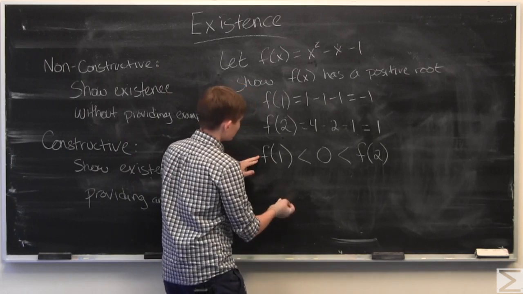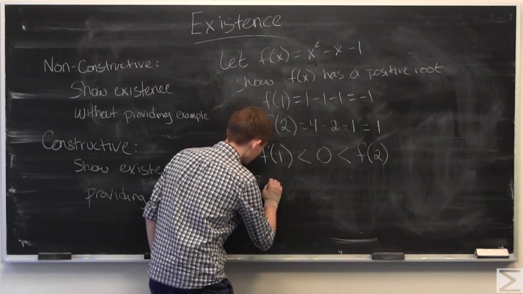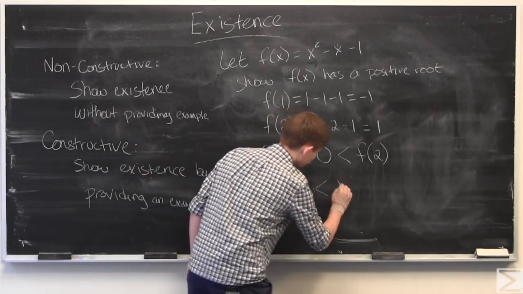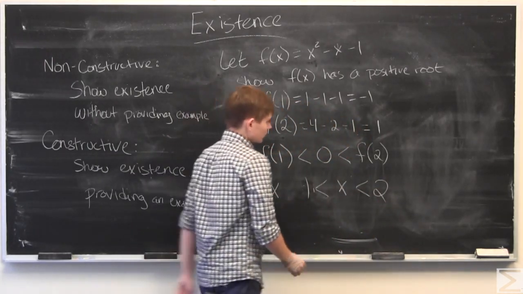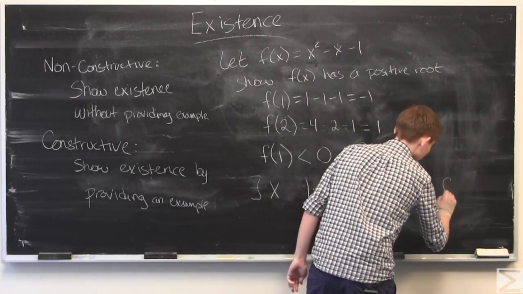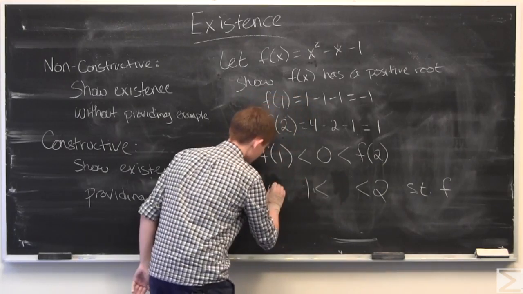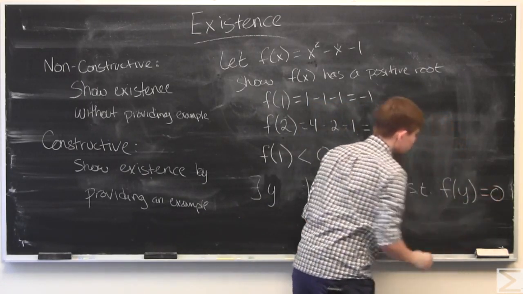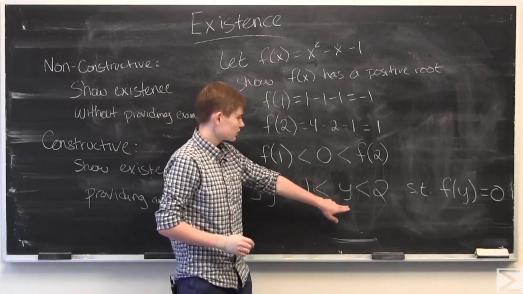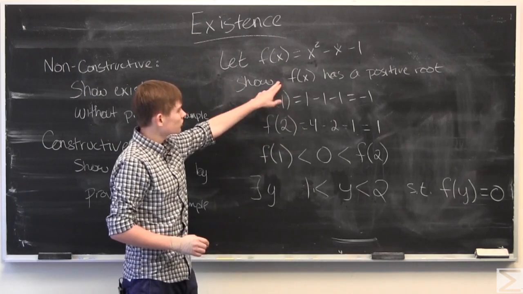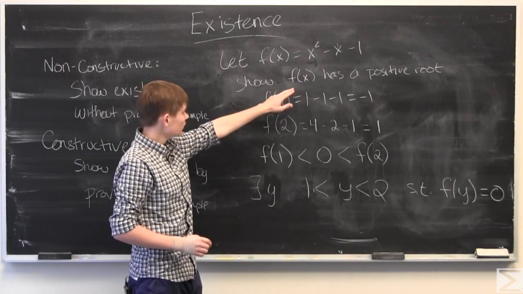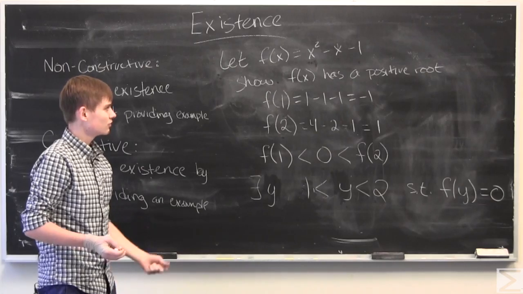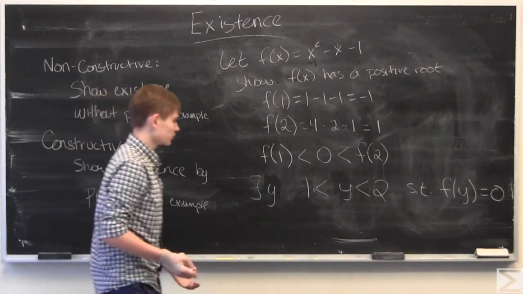can go from this statement to say that there exists a y where y is between 1 and 2, such that f of y is equal to 0. And since y is positive, since it's between 1 and 2, we have shown that there exists a positive root for f of x. And that is the non-constructive way to do it because we didn't necessarily find the positive root. We just showed that there exists one.